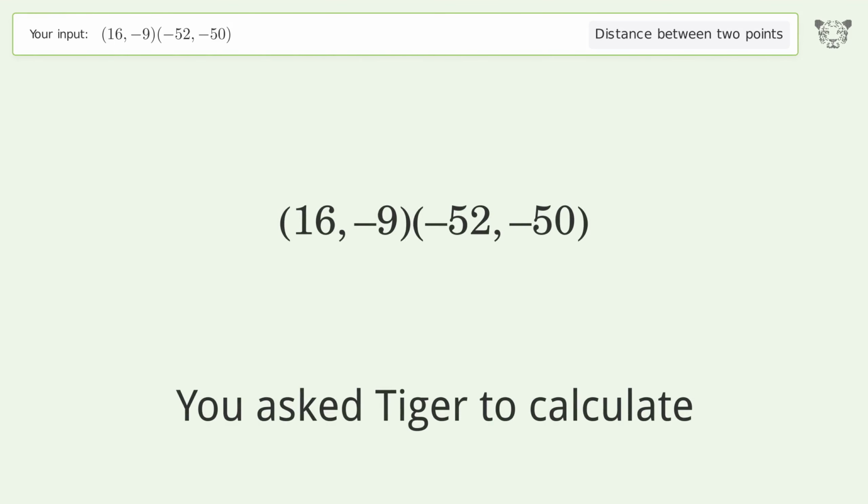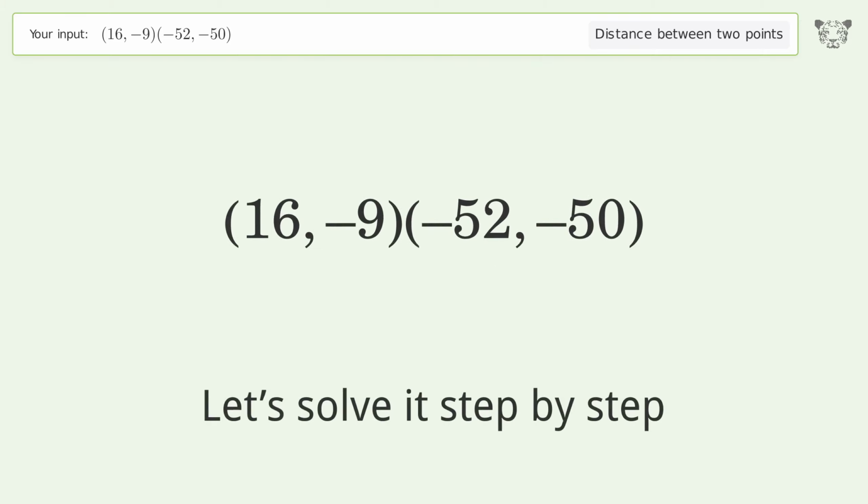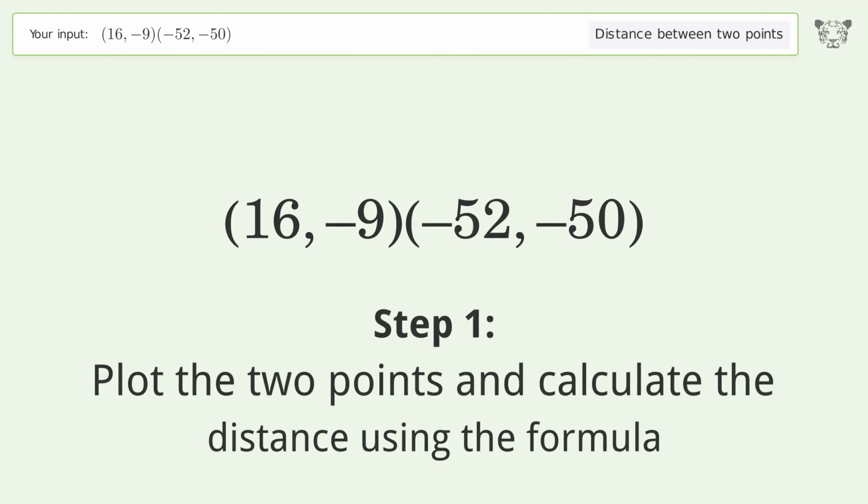You ask Tiger to calculate. This deals with the distance between 2 points. The distance between the 2 points is the square root of 6,305, or 79.404. Let's solve it step by step. Plot the 2 points and calculate the distance using the formula.